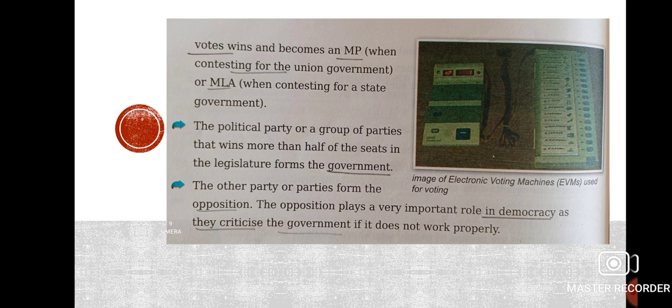The opposition plays a very important role in democracy as they criticize the government if it does not work properly. Now what is the role of opposition? It sees whether the government is working properly or not. So that's why, because of these rules and regulations, we call India a democratic country, means where the people have right to speak and express their feelings. So this was all about India as a democratic country.